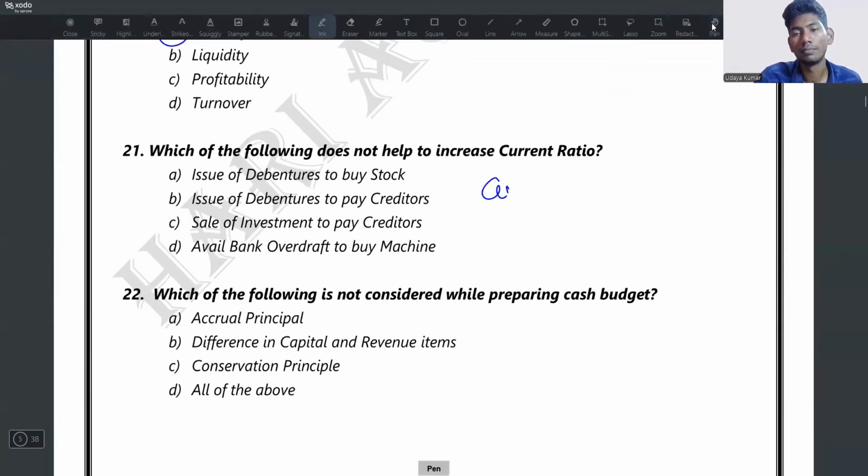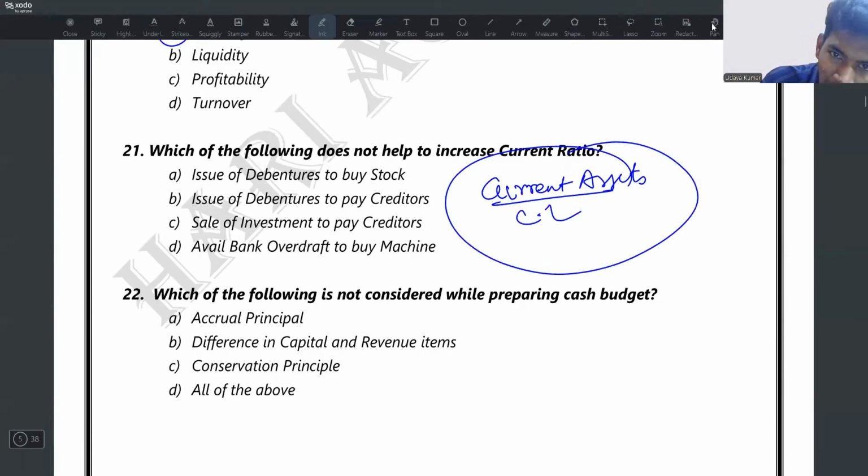Current assets divided by current liabilities. Okay. So if current liabilities increases, it ultimately increases the current ratio. Clear? So moving to the question number 22.